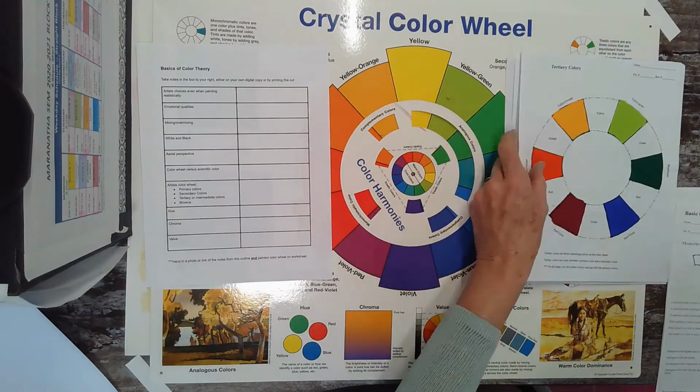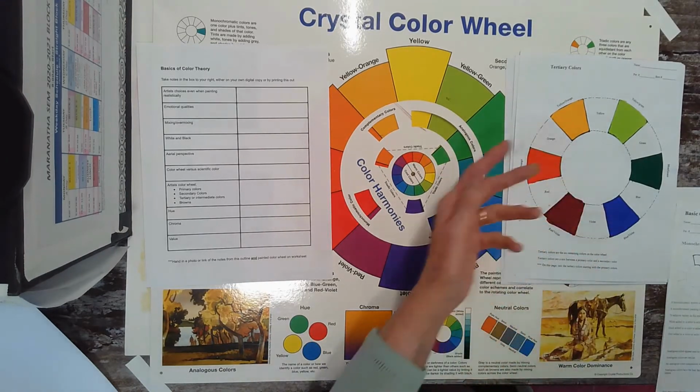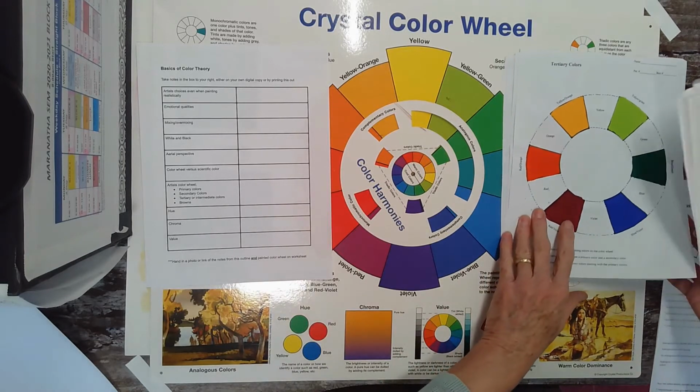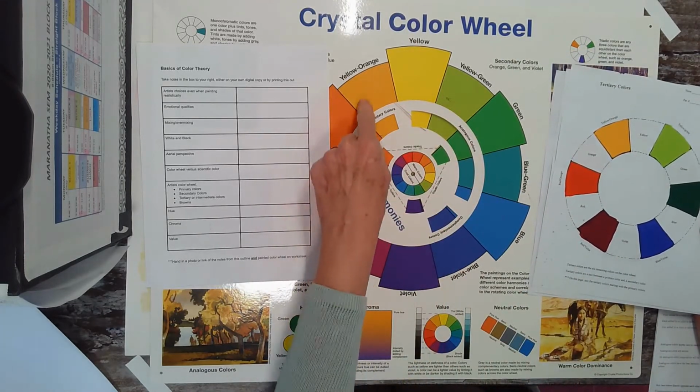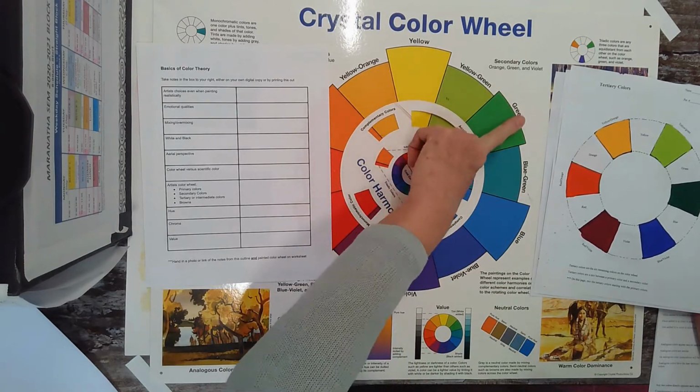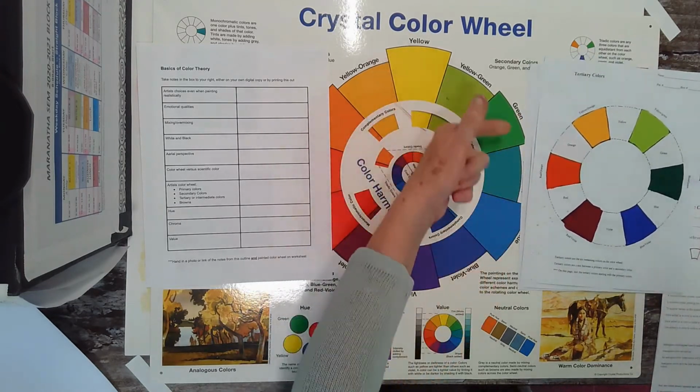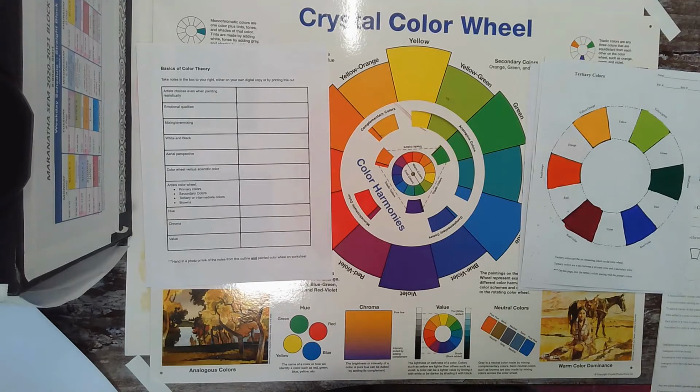The next group of colors has 2 names. It's either called tertiary or intermediate. These are the remaining 6 colors on the color wheel, and they're a combination of a primary color and a secondary color. They're actually really important for color mixing.